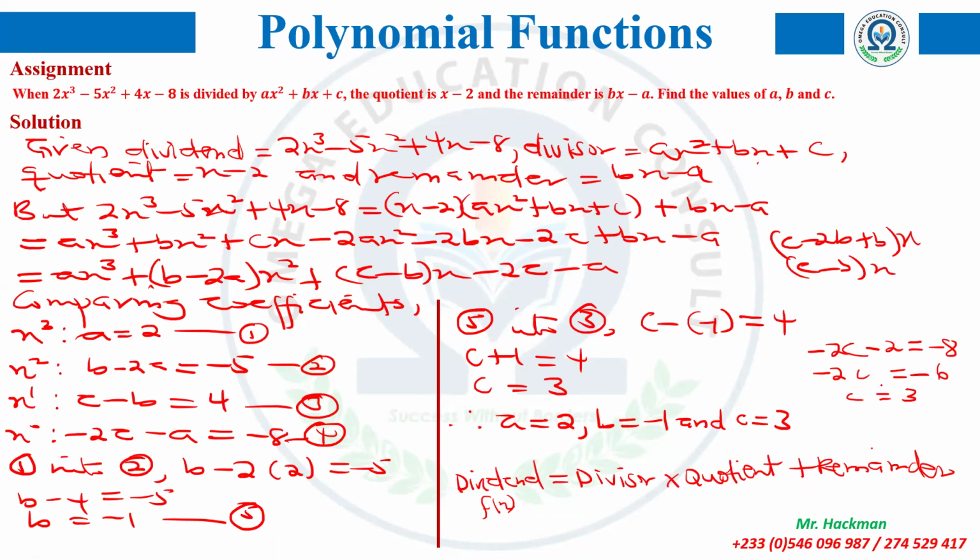So at this point, you know all the values of the letters that you were asked to find. So you draw your conclusion. Therefore, A is equal to 2, B is equal to minus 1, and C is equal to 3. You are done. Is my point well made, my professors?